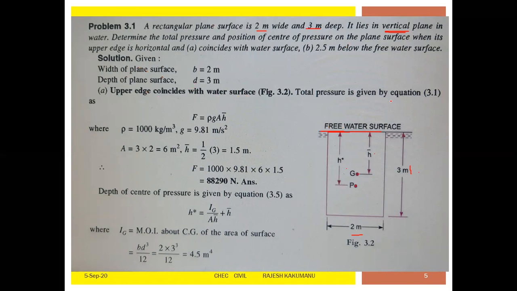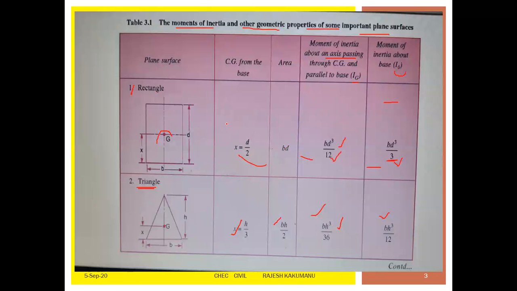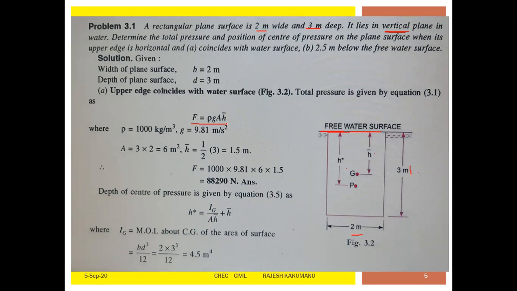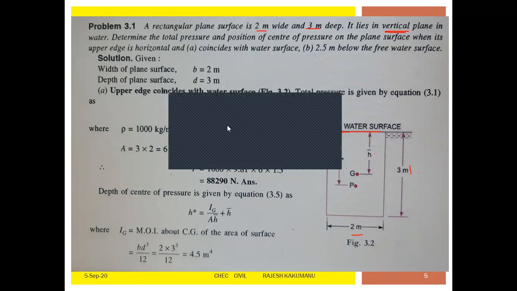Total pressure is given by the formula we derived earlier. We know what F is: force is equal to rho into g into A into h bar. So we are taking this formula to calculate.